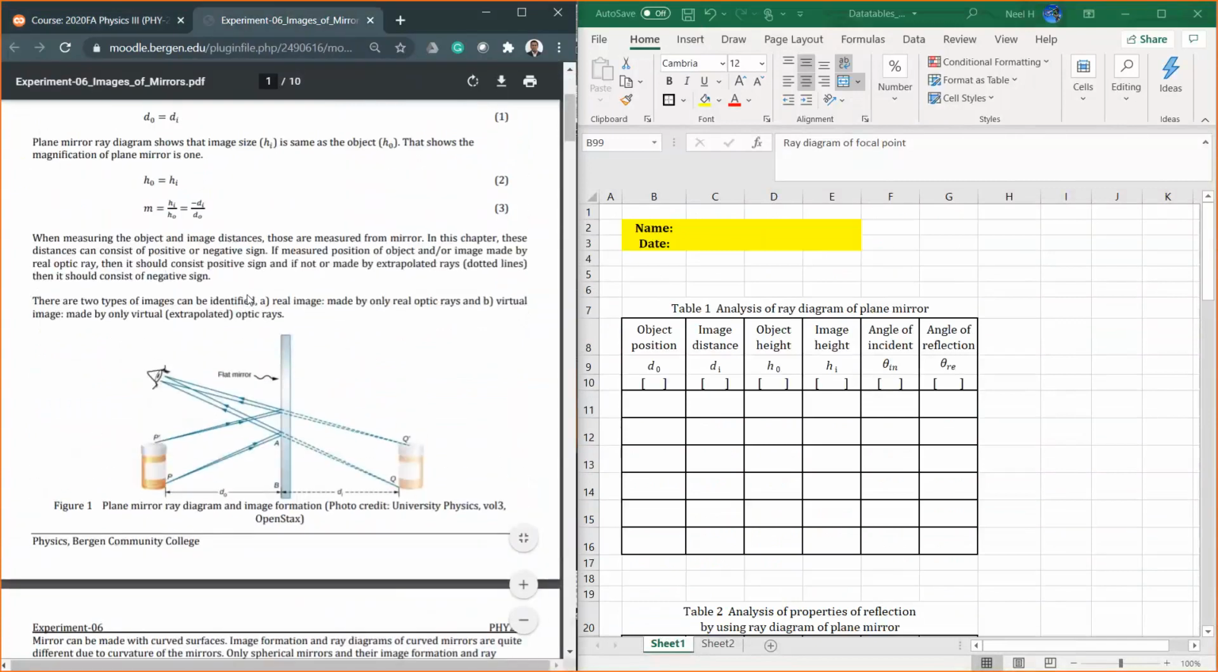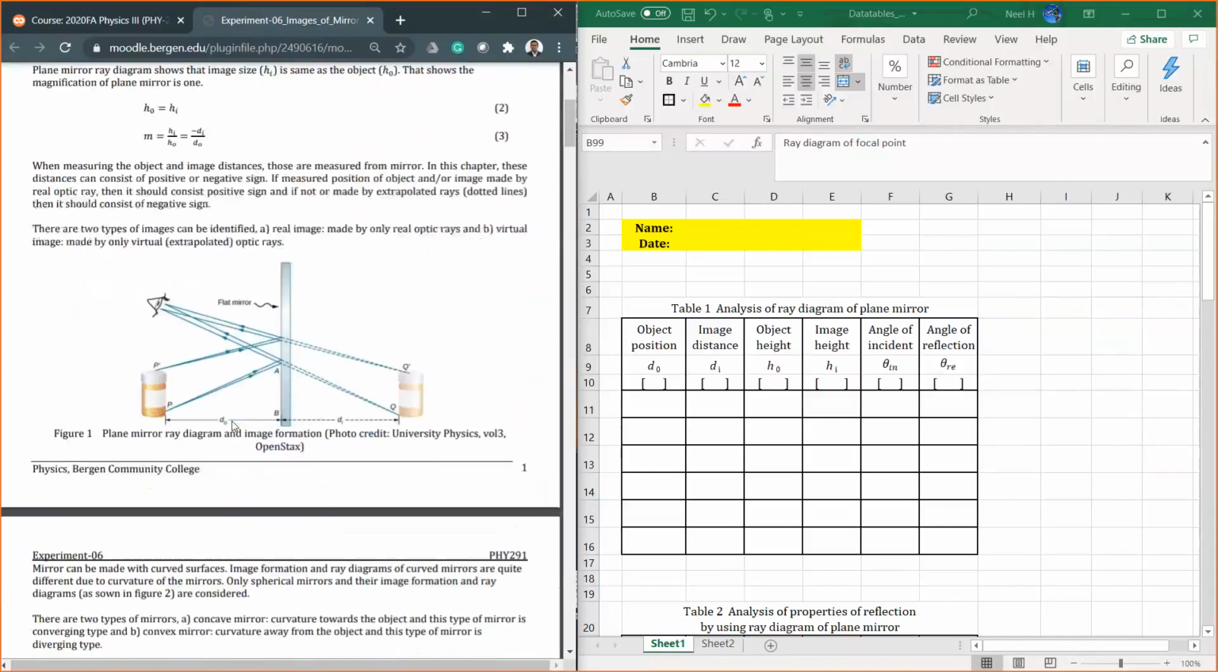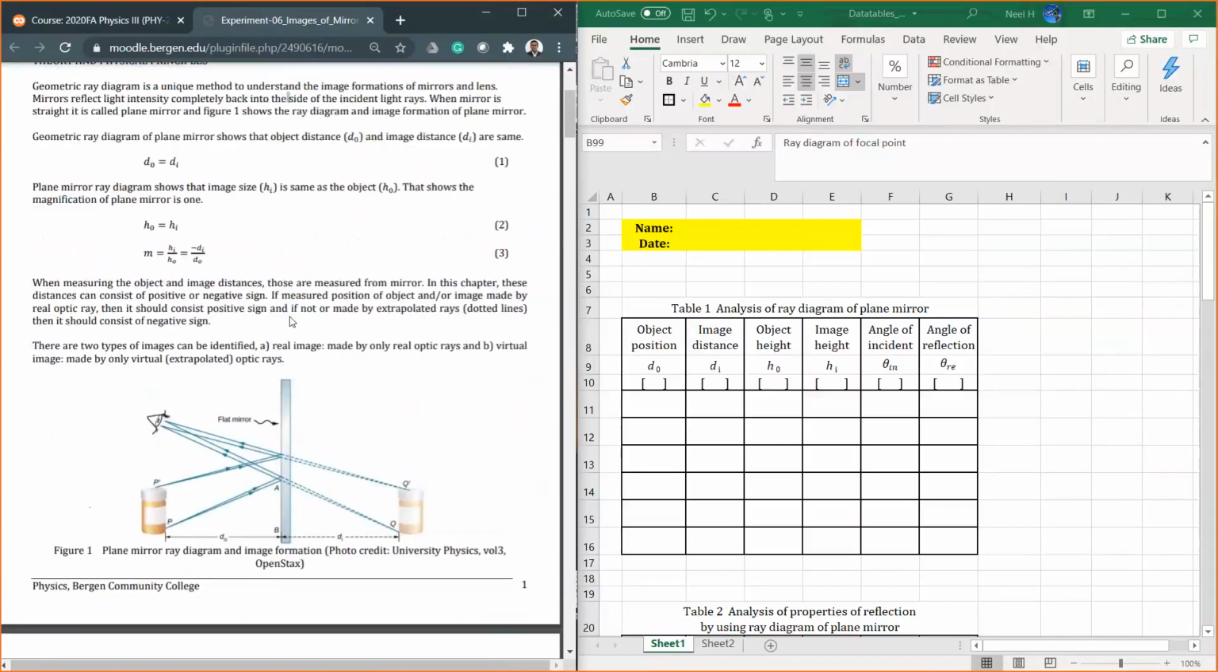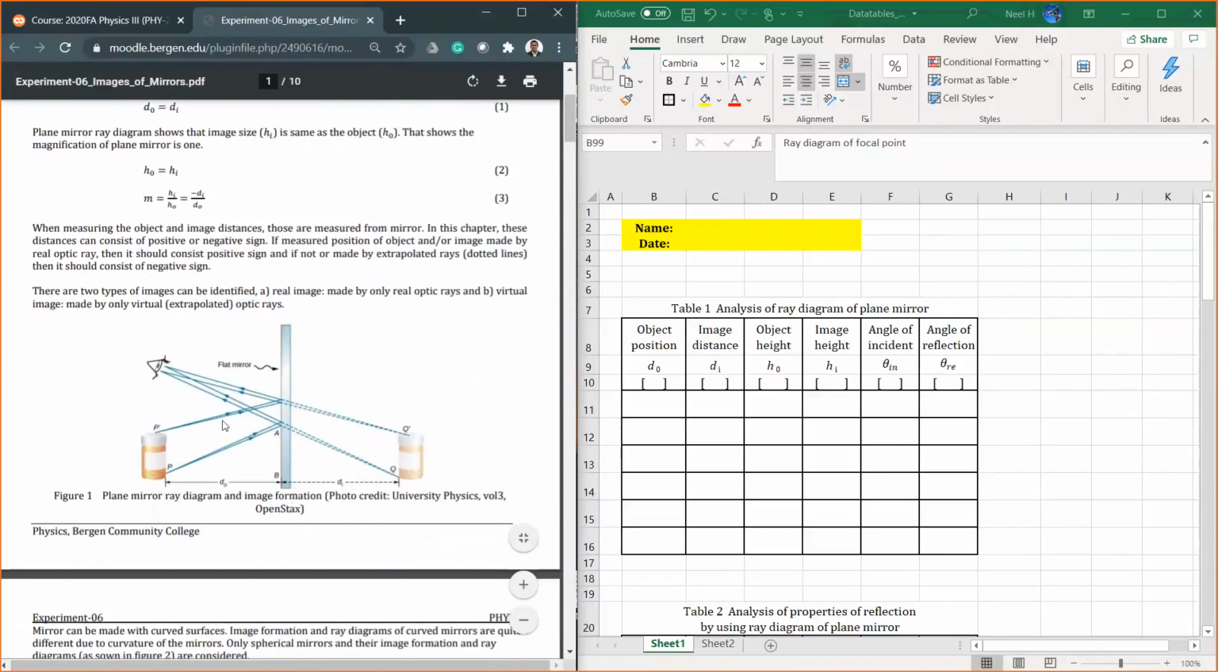All right, so what mirrors do is they reflect all the light rays back into the same medium where the light rays are coming in. So let's take a look at the plane mirror. The very basic idea: we need to check the ray diagrams to identify where the image is. And the image should be virtual because the image is going to be behind the mirror.